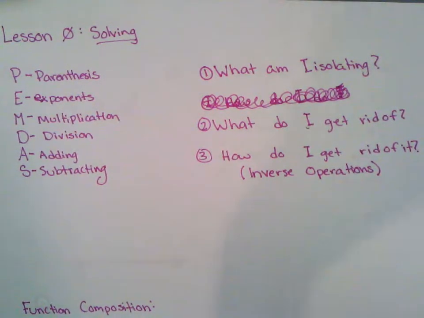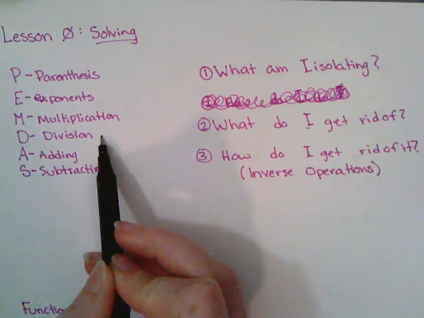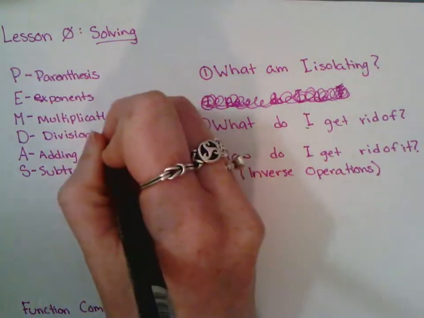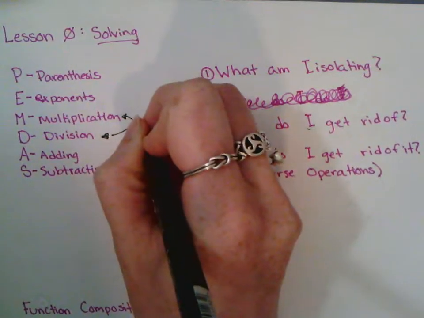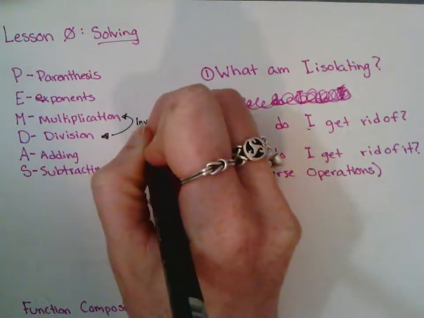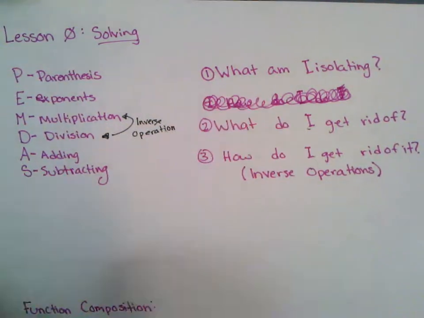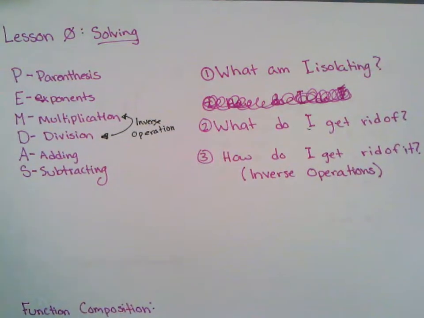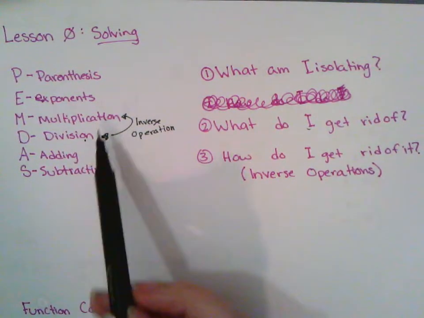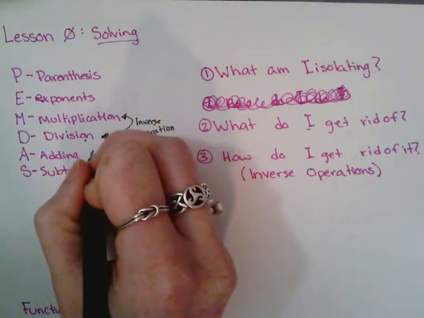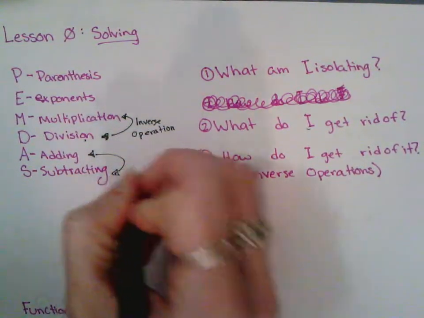So in an equation, if I see multiplication, that means I need to do my inverse operation of division because that will help me get rid of it. So these two here are inverse operations. One undoes the other. So when you're solving, make sure you're saying, okay, what do I see? What type of operation? And then, how can I get rid of that? If I see multiplication, the inverse operation is division, so I will divide. Same thing with our adding and subtracting. They're opposites of each other.